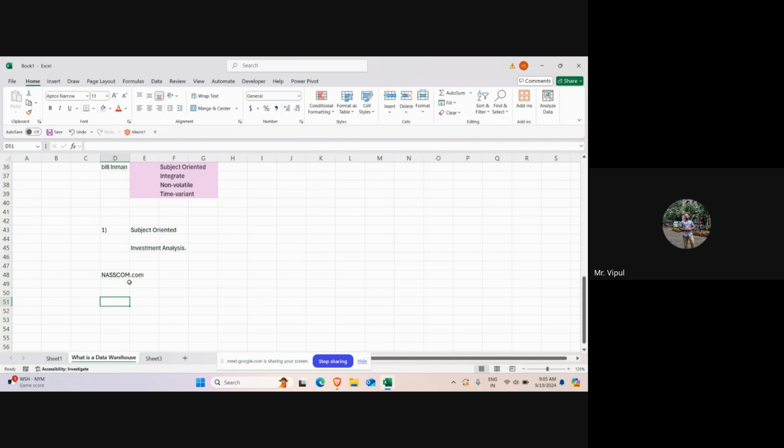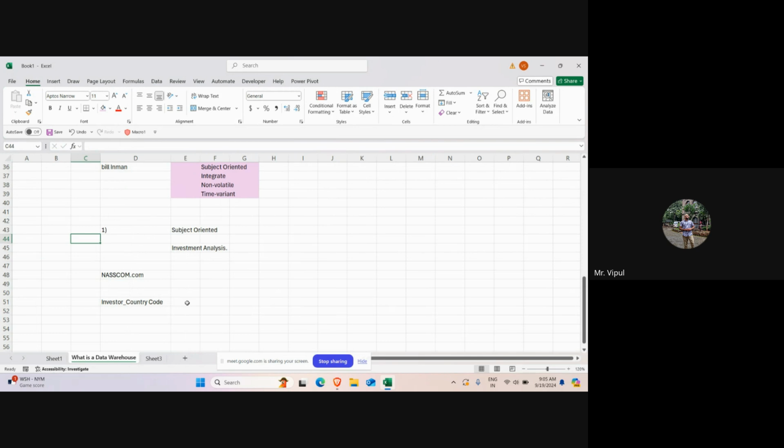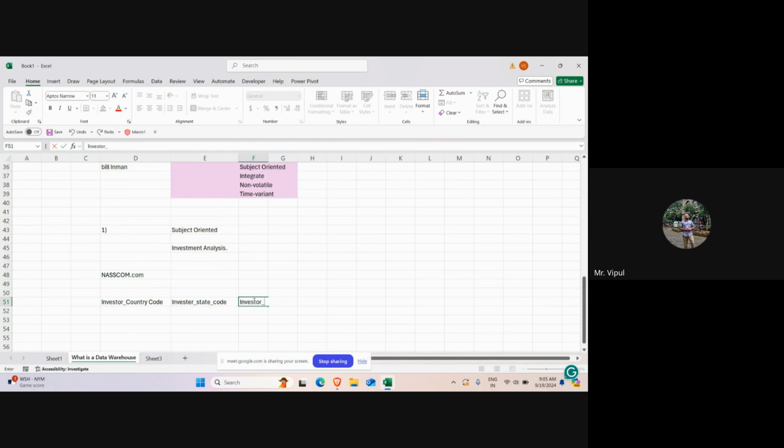What is needed over there is we only want the investor country code. We only want the investor state code. We only want the investor city, and we only want the funded at date and raised amount.